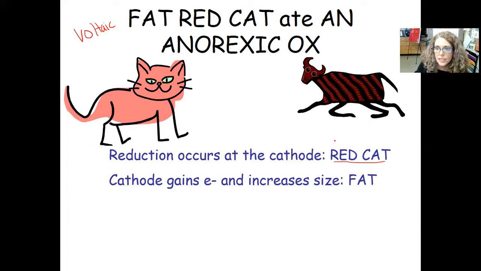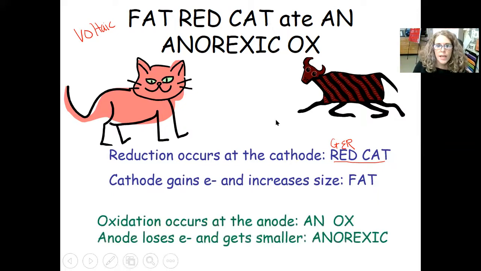What is reduction? Gain electrons. Reduction, right? So the red cat says GR. So then the cathode gains electrons, it increases in size. This is why we say a fat red cat. My cat's really not that fat. It's got a really big fat head, right? Fat red cat. And our oxidation occurs at the anode, right?